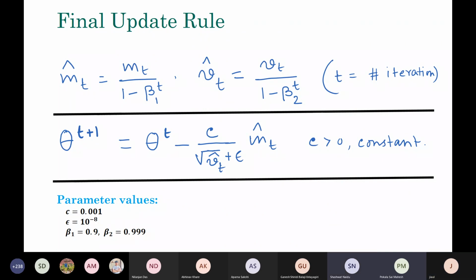Sir, for the first iteration, v_t would be 0, right? Then the effective learning rate is C by epsilon, which is a very big value, right? Yes, that's true. But C remains constant throughout your computation. C is not changing.